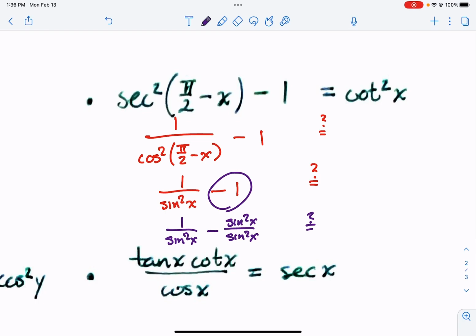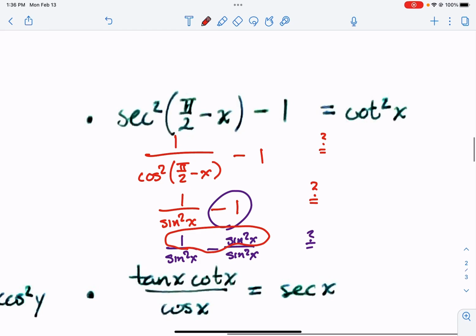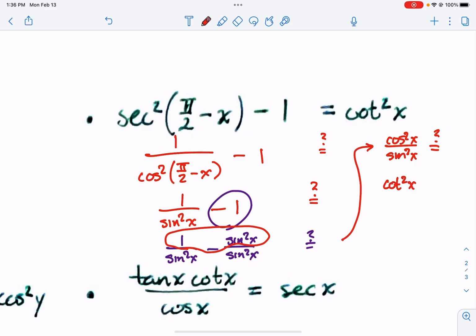And notice what we have, right? This 1 minus sine squared in the numerator is going to turn into a cosine squared. So let me continue the work over here, right? We're going to get cosine squared x over sine squared x, which is maybe equal to cotangent squared. Well, that's exactly what it is, right? So as a final step, let's go ahead and write it. Cotangent squared x equals cotangent squared x.